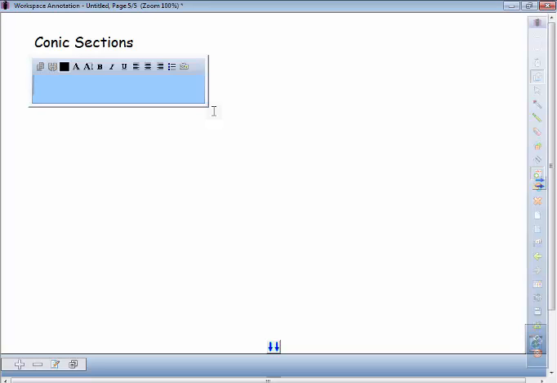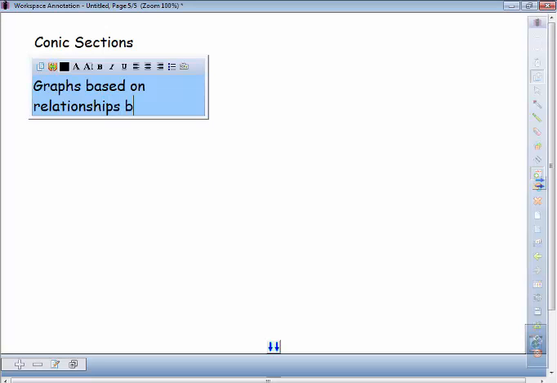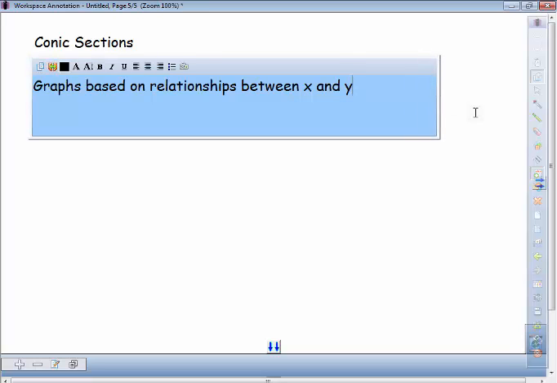So the conic section creates graphs based on relationships between x and y. And I don't want to say function because a lot of these things may not look like our traditional function that we know of, where we can say y is a function of x, or even x is a function of y. If you take a look at pieces of these things, they might happen that way, but it may also not happen that way.